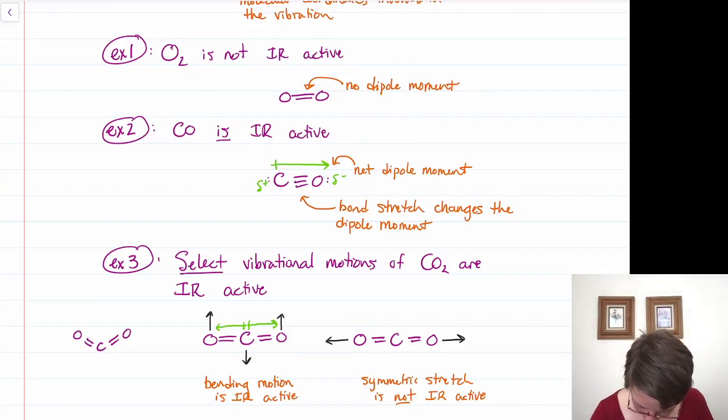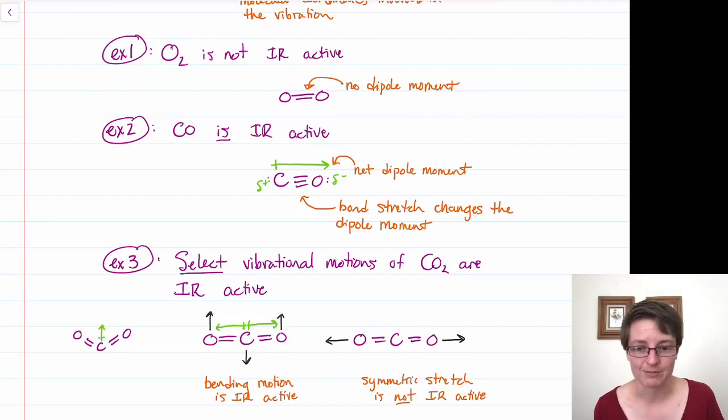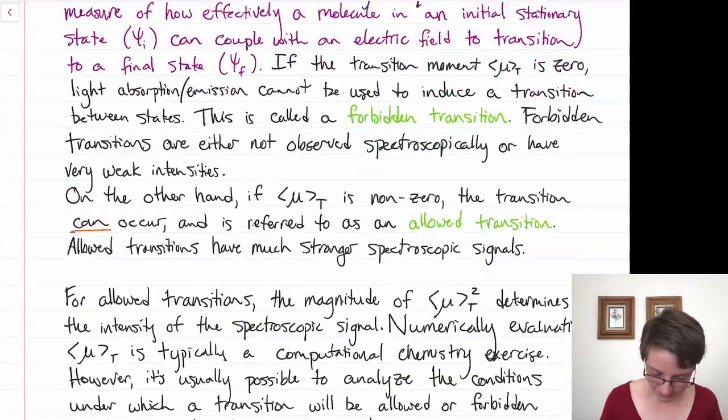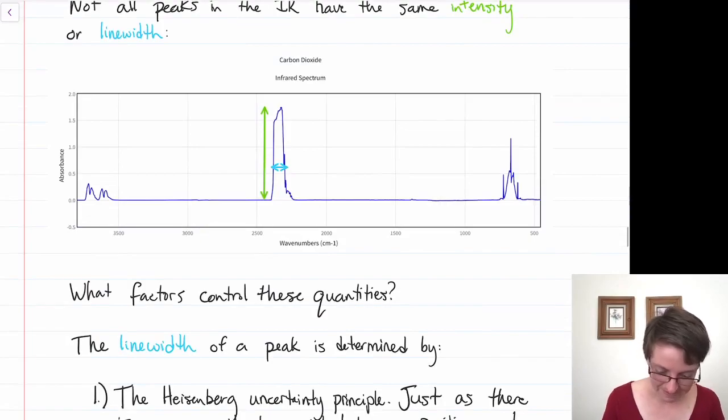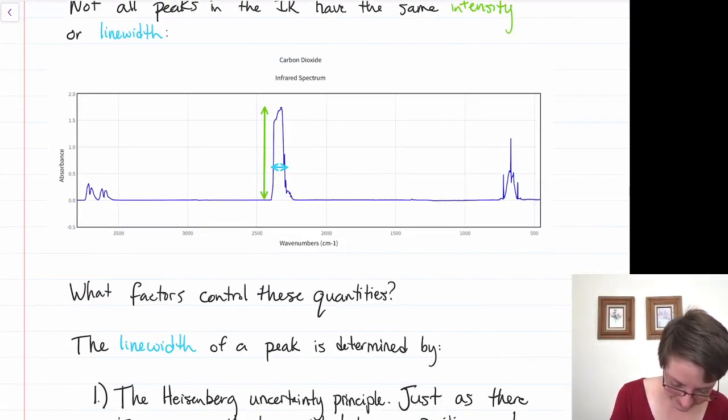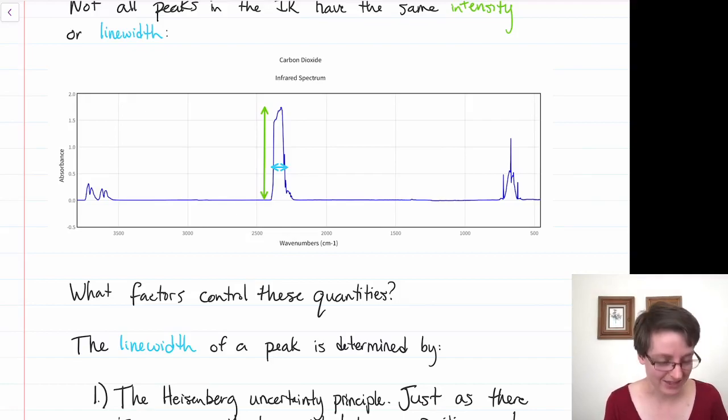All of a sudden, when carbon dioxide is allowed to bend, the bent carbon dioxide does have a small dipole moment. And because this vibrational motion causes a dipole moment to appear and disappear, that means that this type of motion is IR active. And in fact, if we wanted to scroll back up to our spectrum, I'm going to highlight for us that it's this peak that shows up somewhere around 600 wave numbers that corresponds to that bending motion.